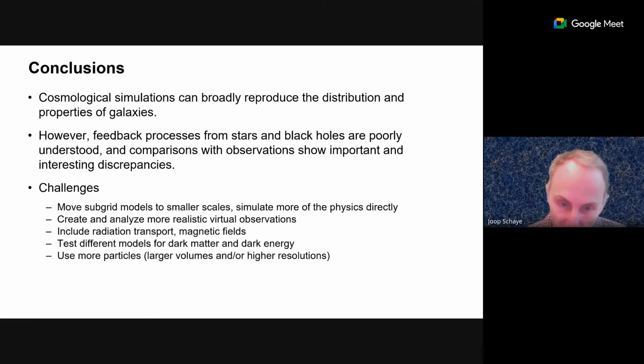We ignored the existence of magnetic fields. We need to vary the assumptions on dark matter and dark energy, so we can see if we can observationally distinguish them. And of course, always, as we go to higher resolution simulations, then some of the things we do now in a subgrid sense, we can then actually do directly. So that's also the goal. And I'll stop there. Thank you.